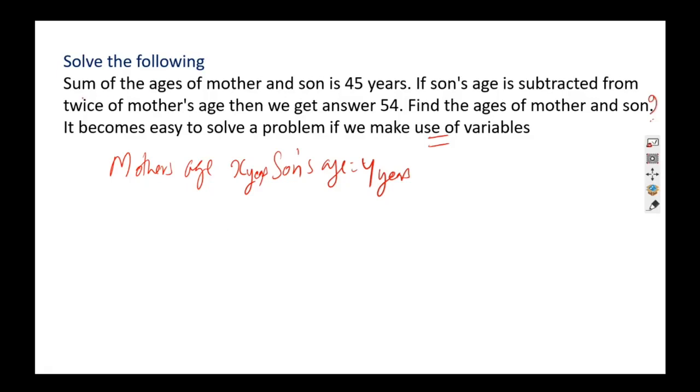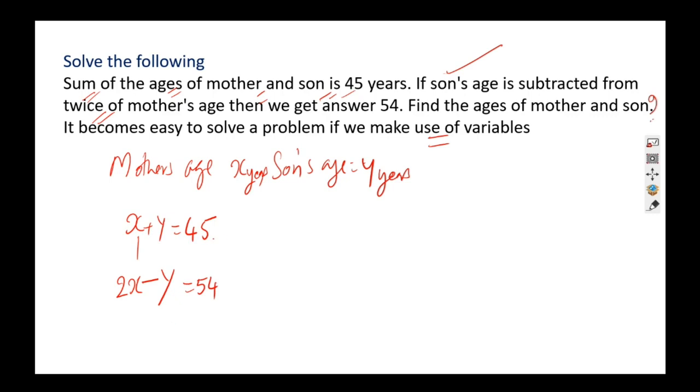Now we will go to the question. Sum of ages of mother and son is 45. Mother's age plus son's age, total is 45. An equation with two variables. If son's age is subtracted from twice mother's age, here it is 2x, son's age is subtracted, it becomes 54. Two times mother's age minus son's age is 54.